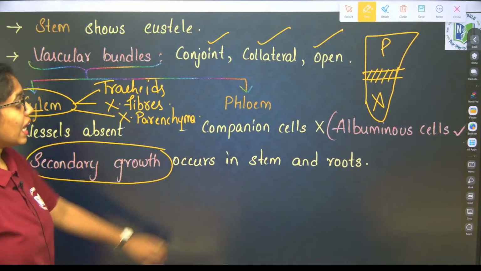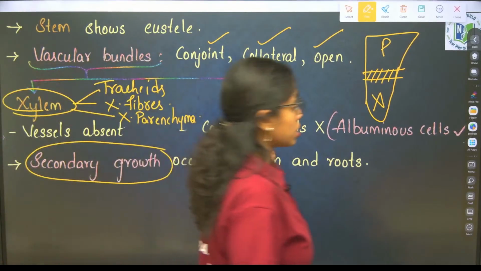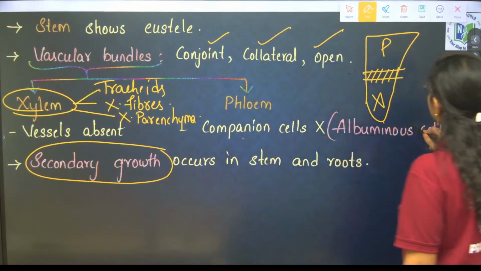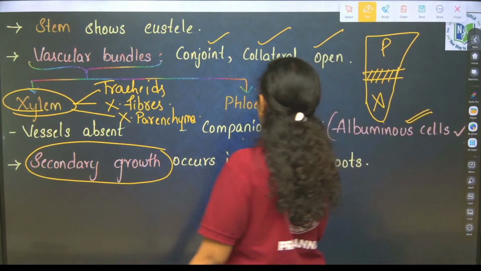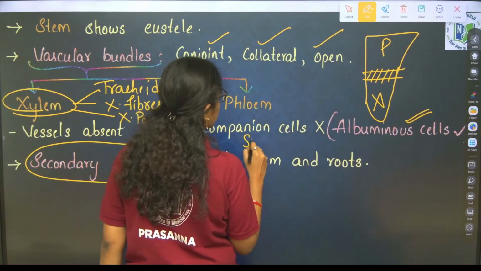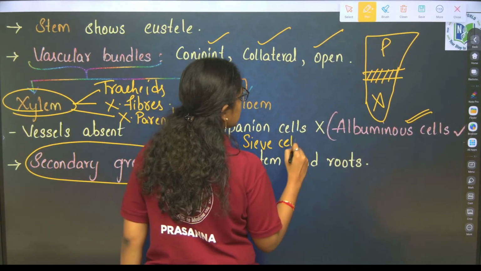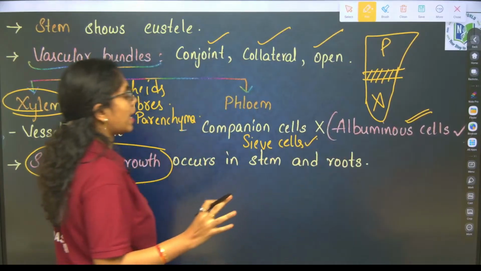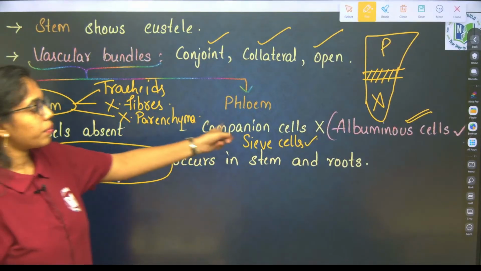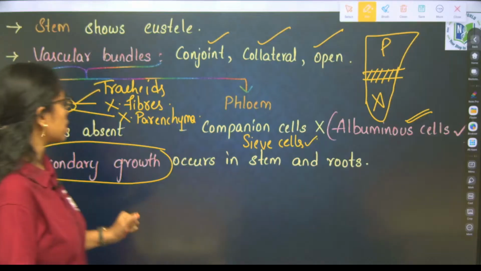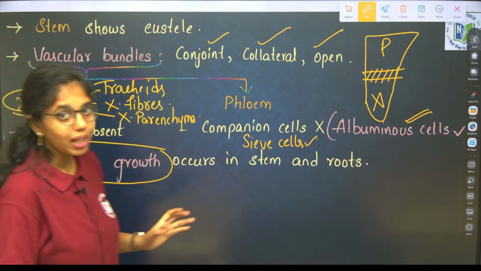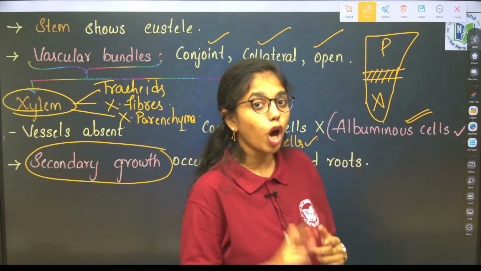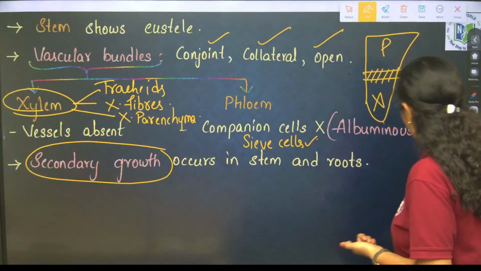Phloem, if you see, companion cells are absent. In the place of companion cells, albuminous cells will be present. Sieve tubes are absent, but sieve cells are present. So this is about the vascular bundles which are observed in the gymnosperms. Secondary growth is possible because of the vascular cambium or open type of vascular bundle.